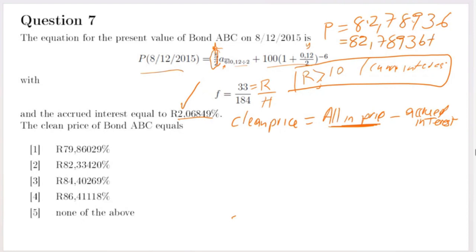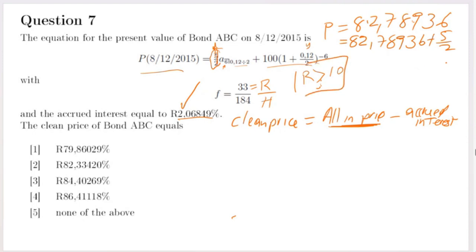Our D here is going to be equal to 5/2. You're going to add it to your P. So your P value is going to be that. And when you add, you're going to get 885,28936, because your R is greater than 10. Why? You see it here. The R is 33.